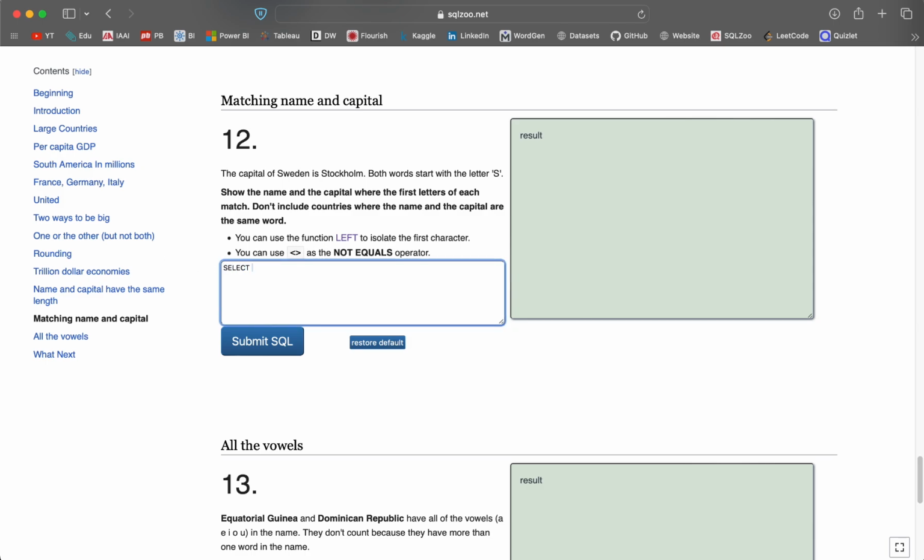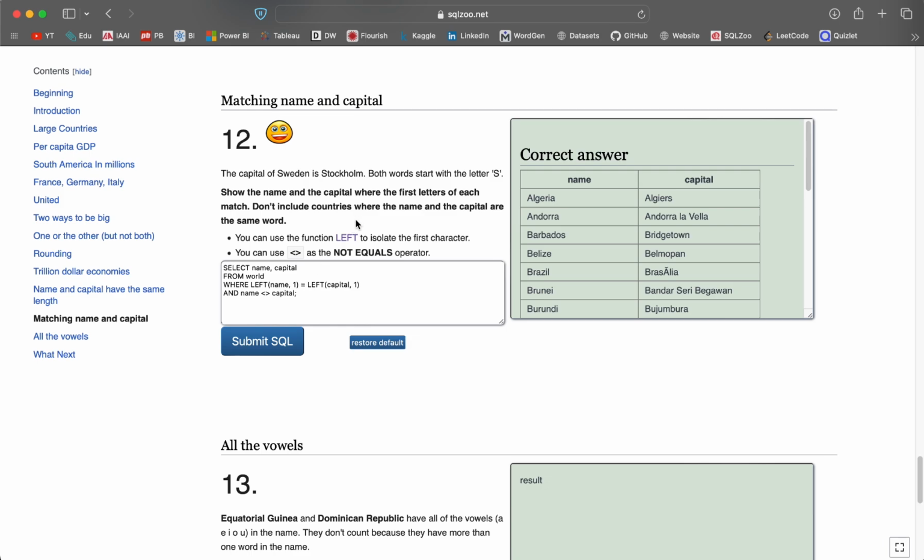We're going to say select name and capital from world where left name, comma 1, equals left capital, comma 1, and name does not equal capital. Let's run it. Okay, so now I'm going to break it down for you guys.